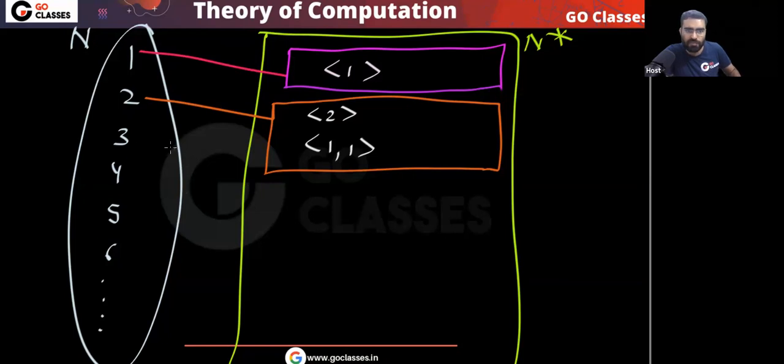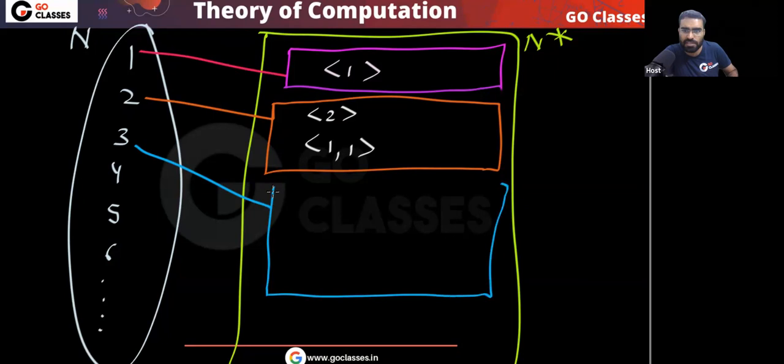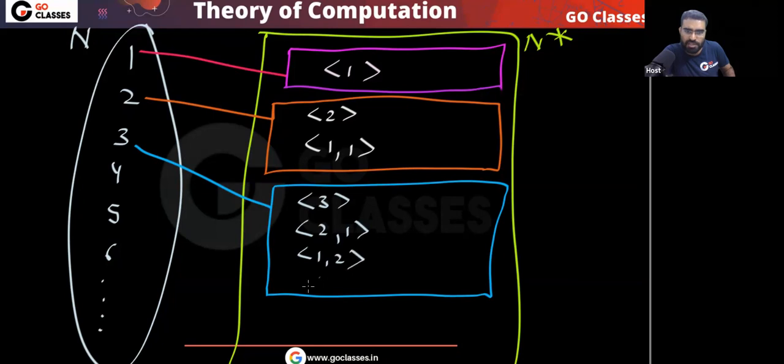Okay. Tell me about the 3. To this 3, what sequences can you assign? See, to this 3, you can assign this sequence. You can assign 2, 1. You can assign 1, 2. And you can assign 1, 1. Agree? Yes or no? So how many sequences will you assign to 3? Let me know.